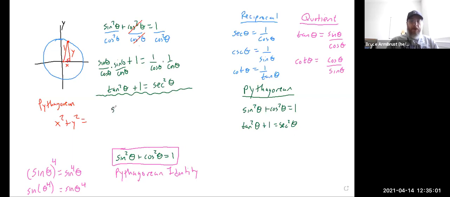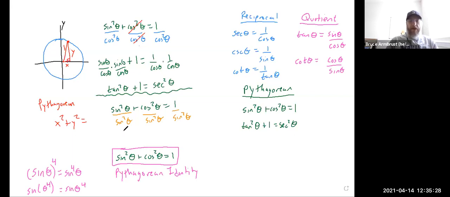All right, well, there's a third one. And this one, again, we're going to start with the Pythagorean. But this time, I'm going to divide everything by sine squared. And again, why sine squared? Well, because it's going to give us what we want. So let's see what happens.